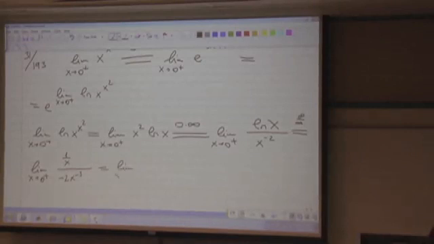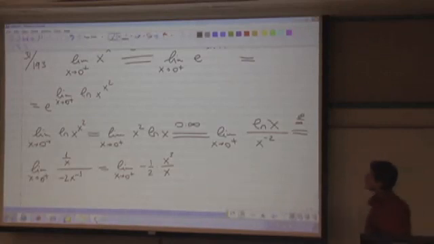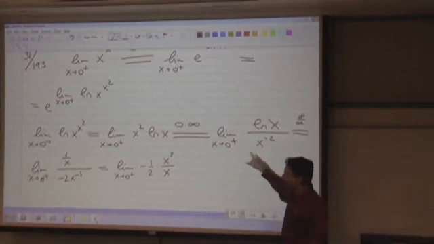So it's the limit as x goes to 0 plus of minus 1/2 times x cubed over x. I'll pause for a second to see if you see where I'm getting everything. Okay. So 0 plus to the power of negative 2 is infinity. Yes, it will be infinity because of the negative. X to the minus 2 is just 1 over x squared. 1 over 0 is infinity.